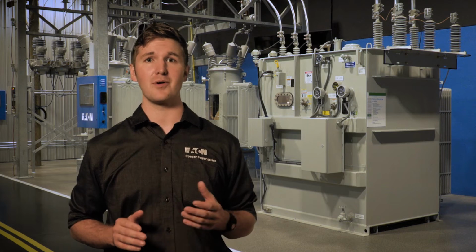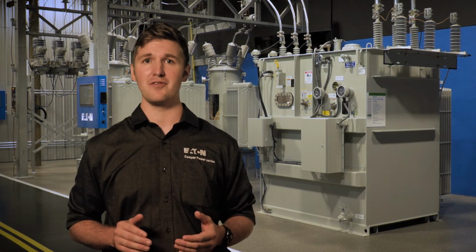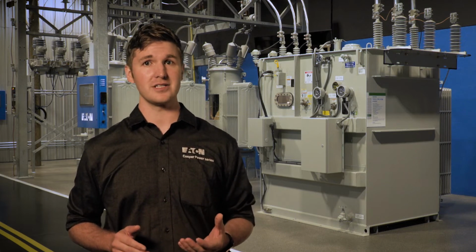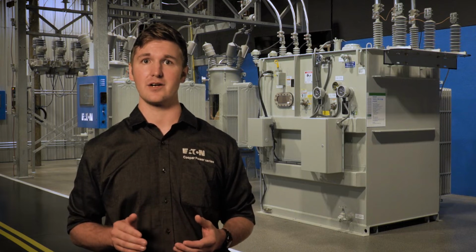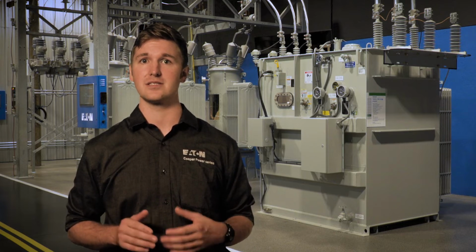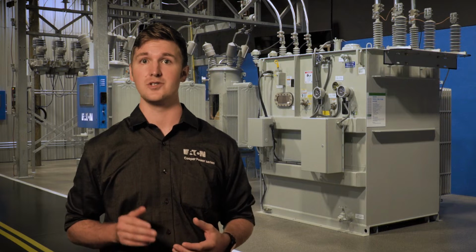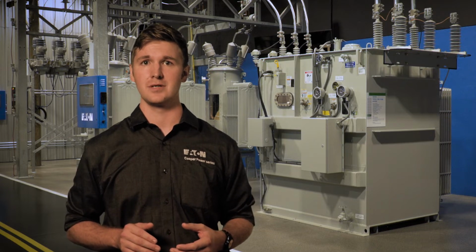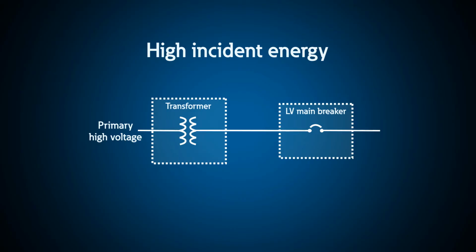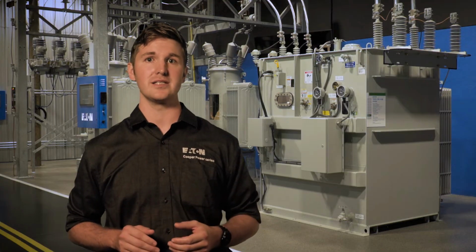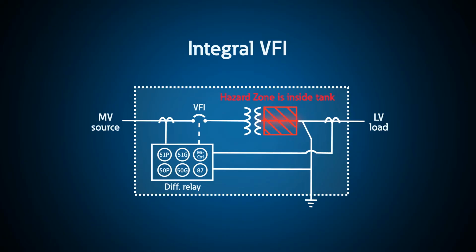Oftentimes, transformers contain primary fusing or are fed by a primary vacuum interrupter. However, these devices can be slow reacting to the secondary arcing faults, and in some cases take several seconds to fully clear due to the required inrush coordination. In most cases, the incident energy in the zone from the transformer secondary terminals to the LV main breaker is very high, and special care should be given. Employing incident energy reduction methods as suggested previously will help protect your equipment and personnel.